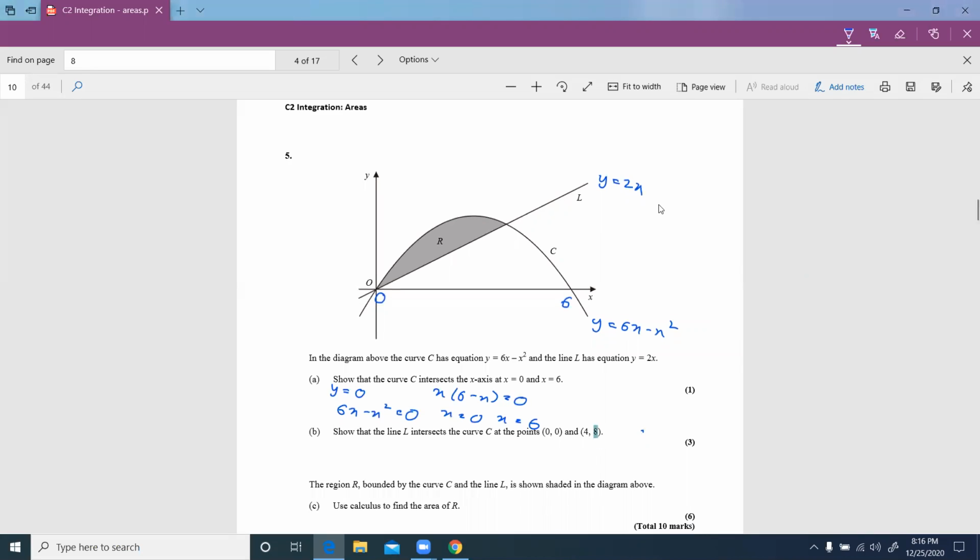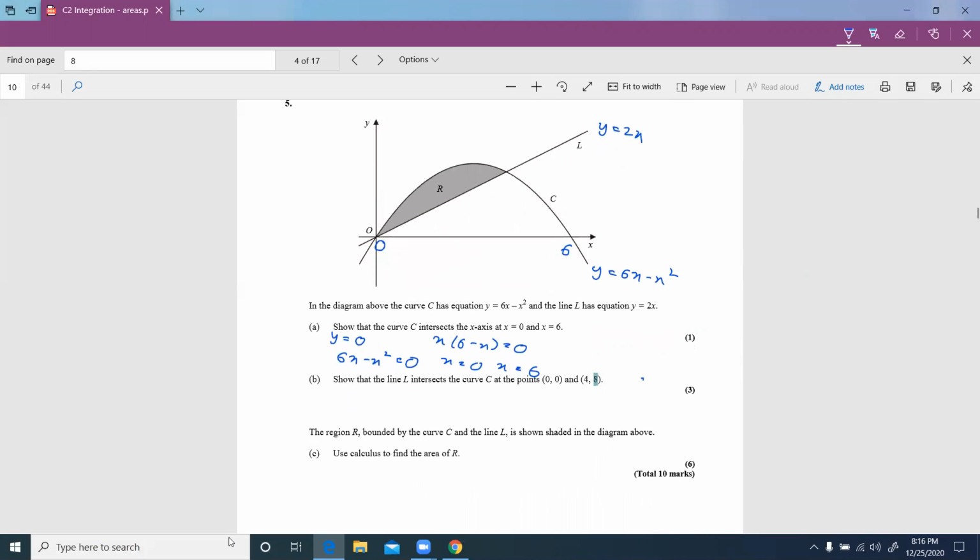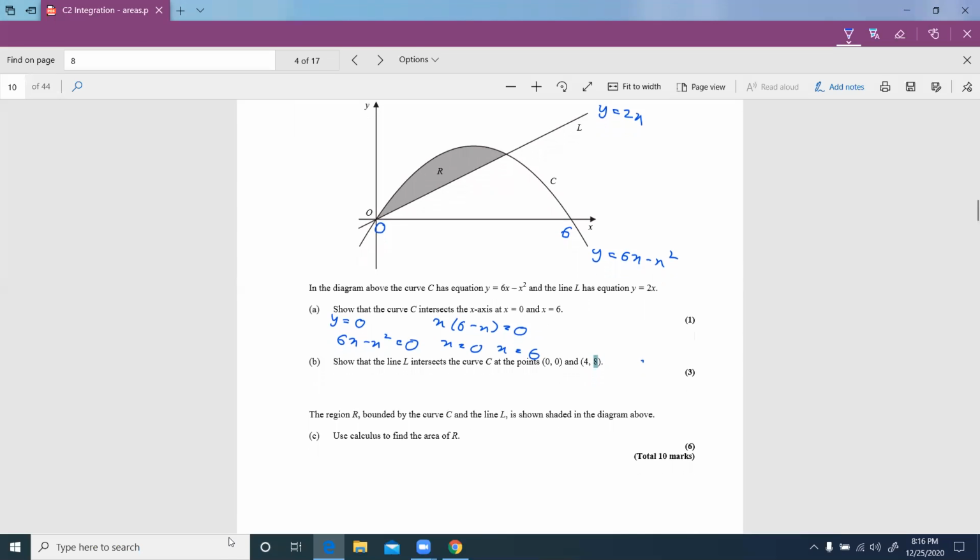Then what you need to do is show that the line L intersects the curve at 0, 0 and 4, 8. To find the intersection between a curve and a straight line, or between two curves or two straight lines, you have to solve them as simultaneous equations. So we can get the answer for part B by solving these two equations as simultaneous equations.